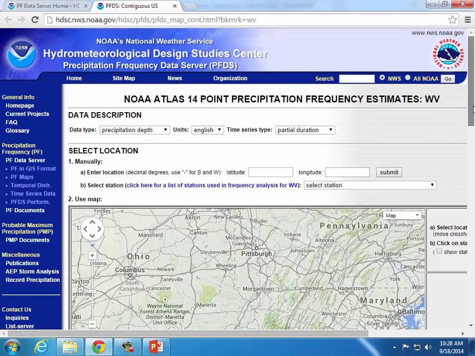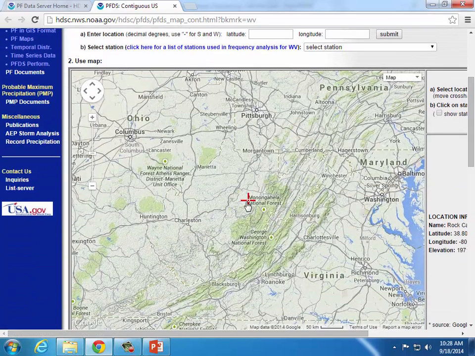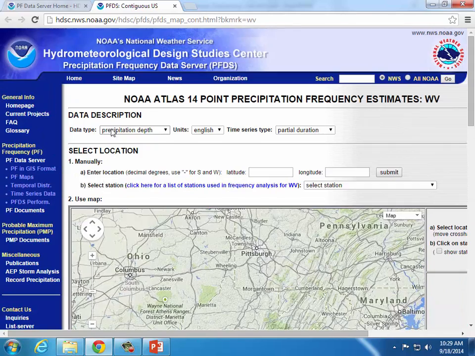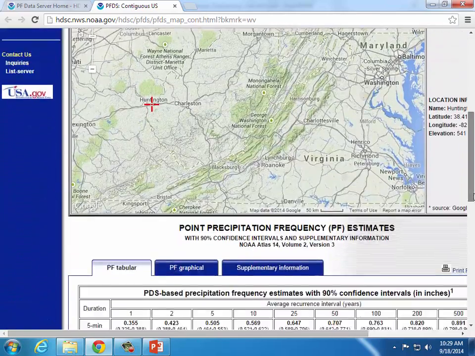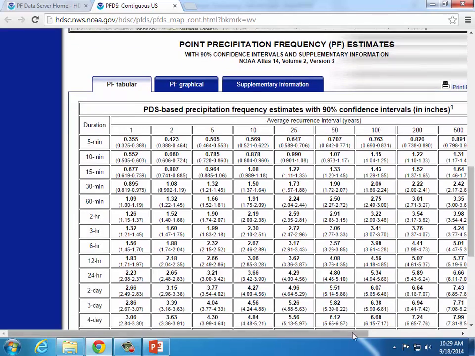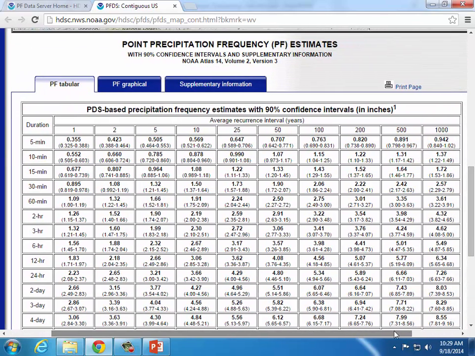So West Virginia, here's this little red mark, and I'm going to drag the red mark over Huntington. Huntington is in my crosshairs. And now down here, all right, so precipitation depth. Now let's look at this data and see if it makes sense to us.